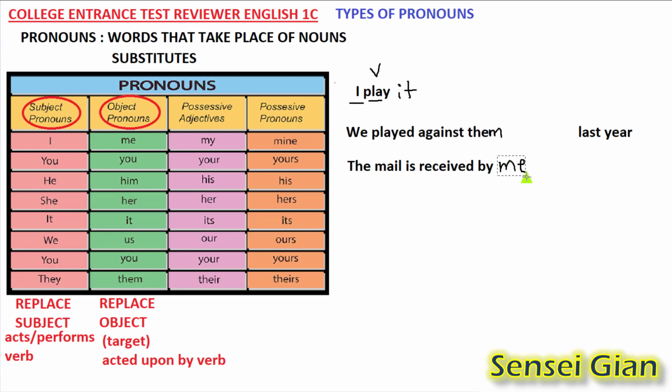Usually, students answer the word "I" here: it has been received by I. Actually, that's wrong. It can be "I received the mail", that will be correct. But here the mail is received by me, because you are the target, you received it. Here the subject is I. So that's it for object pronouns.